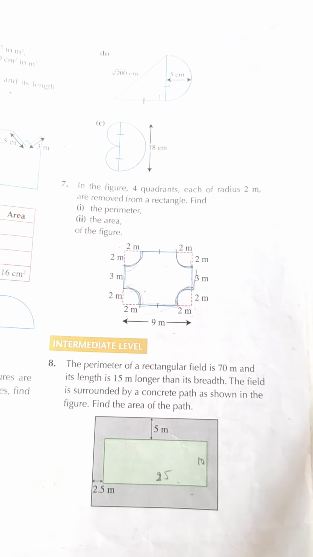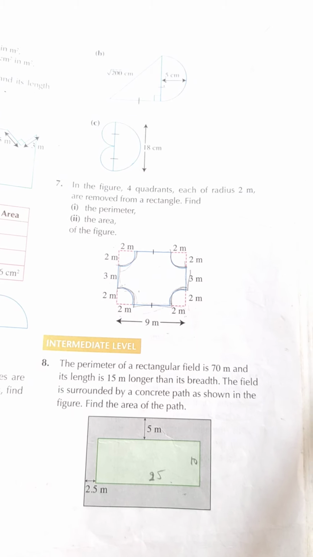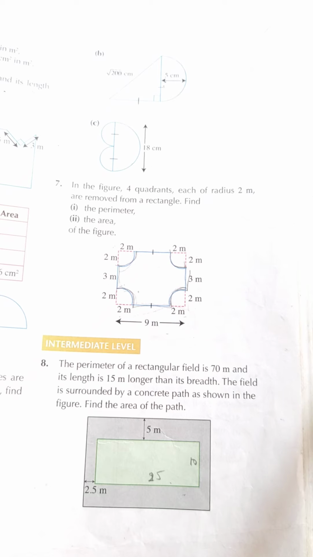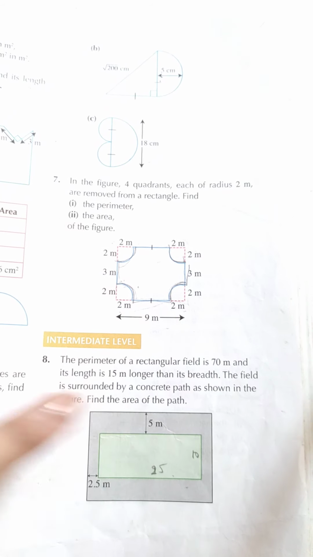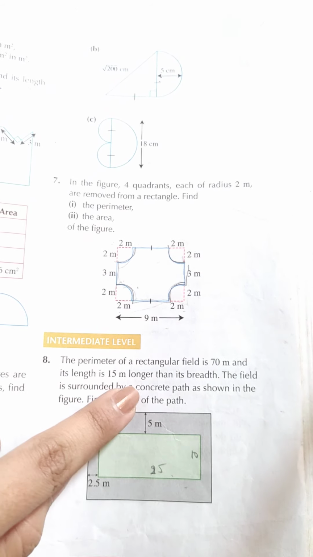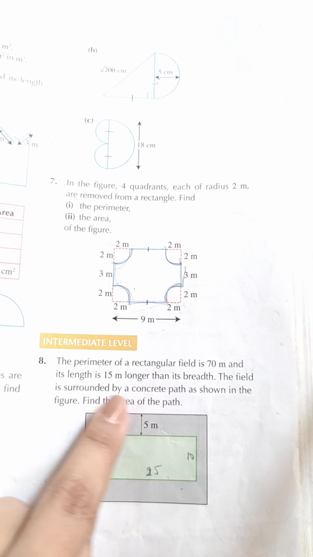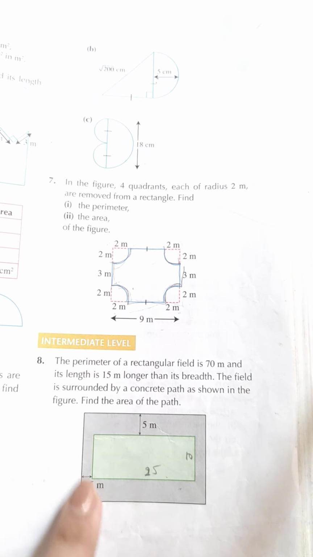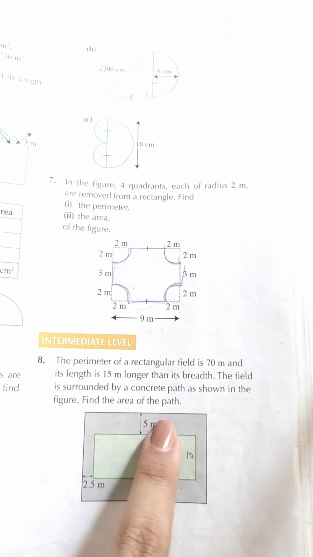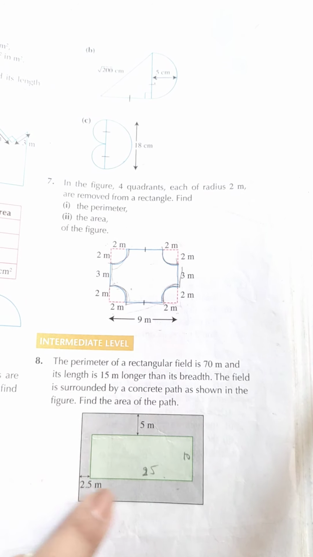Today we will make one more video, and the question I have taken from exercise 13A, chapter 13, mathematics, question number 8 from the intermediate level. The question is: the perimeter of the rectangular field is 70 meters. Its length is 15 meters longer than its breadth. The field is surrounded by a concrete path. The grey shaded area shows the concrete path, as shown in the figure. Find the area of the path. So we will find out the area of the path.